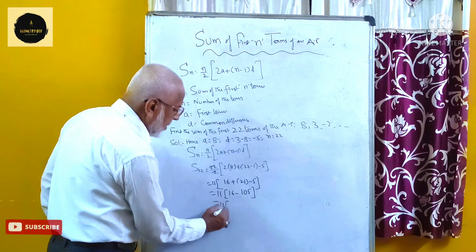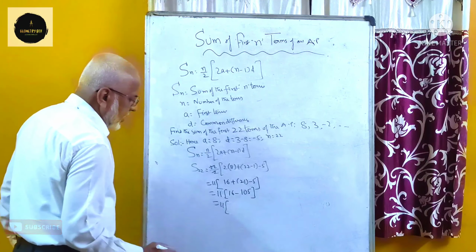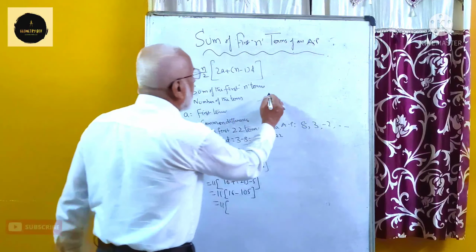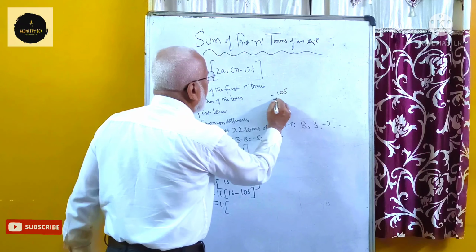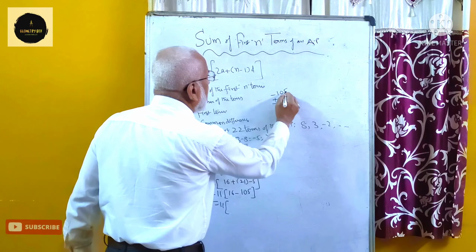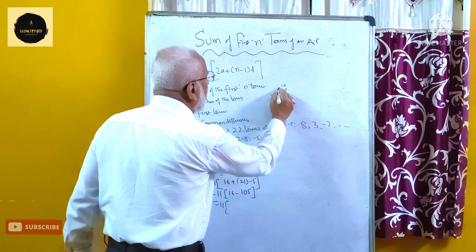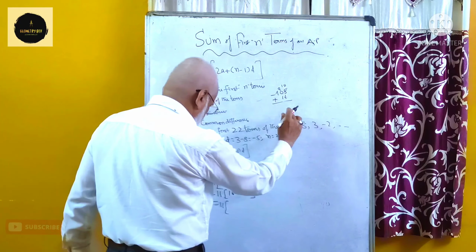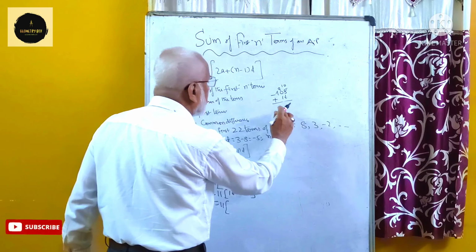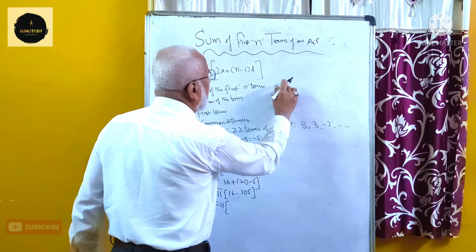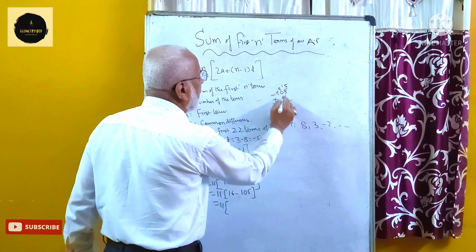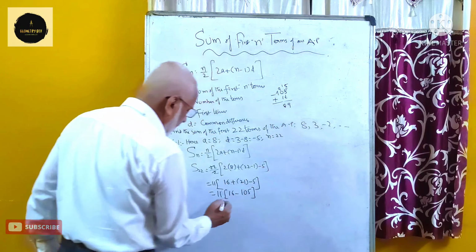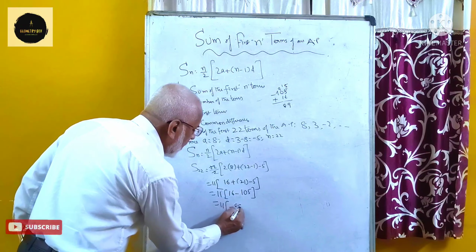Then subtract 16 from 105. Taking 16 from 105 with a carry, 15 minus 6 is 9, and 9 minus 1 is 8. So it is minus 89.